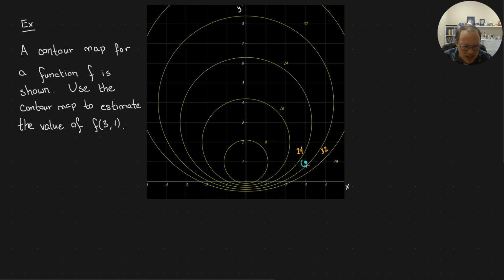Now, it looks to me like it's a little closer to 32. So if I were to estimate this, I'd maybe say 29. It is an estimate. It doesn't have to be exact. So maybe f of 3, 1 is approximately 29. That's a good estimate. But let's do something the problem doesn't ask for.